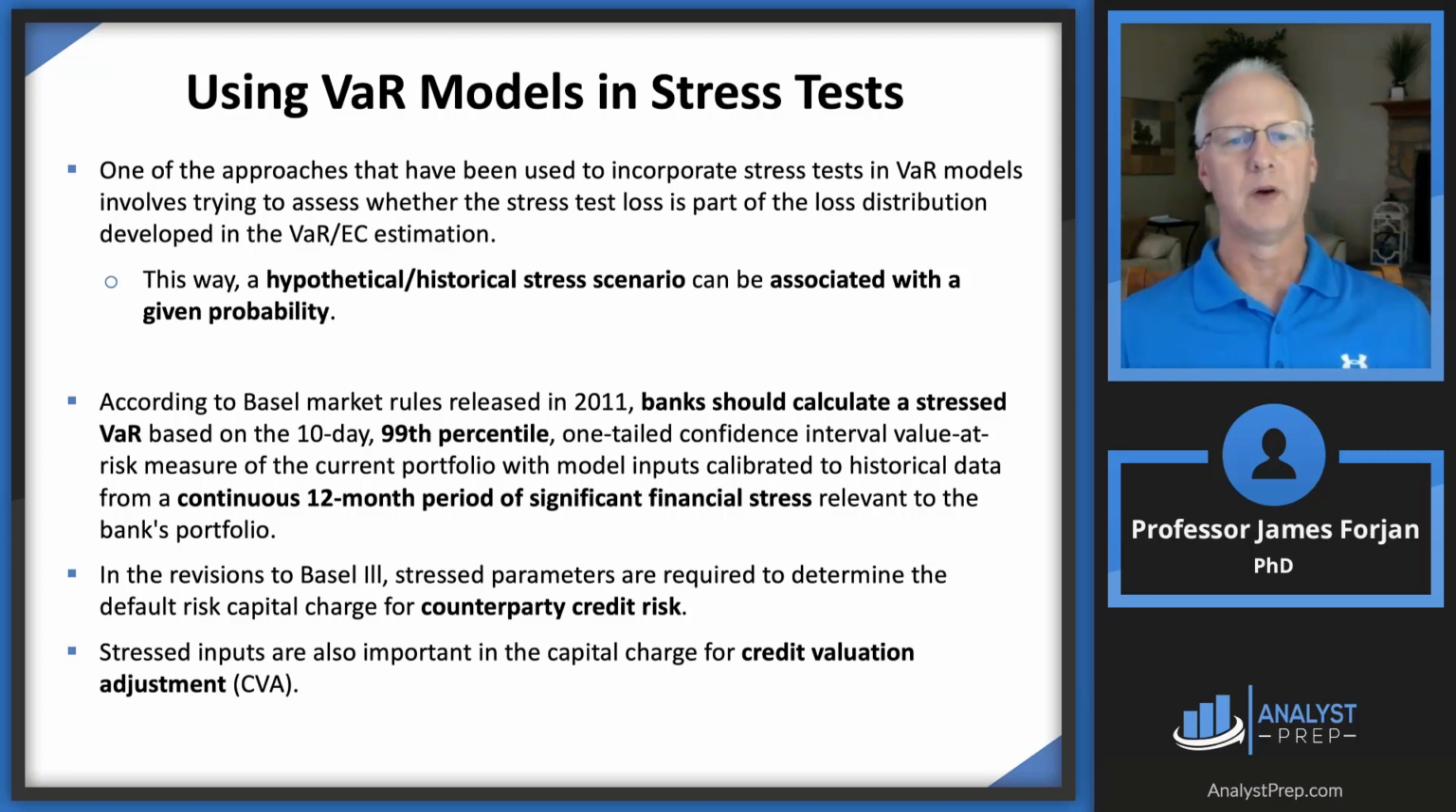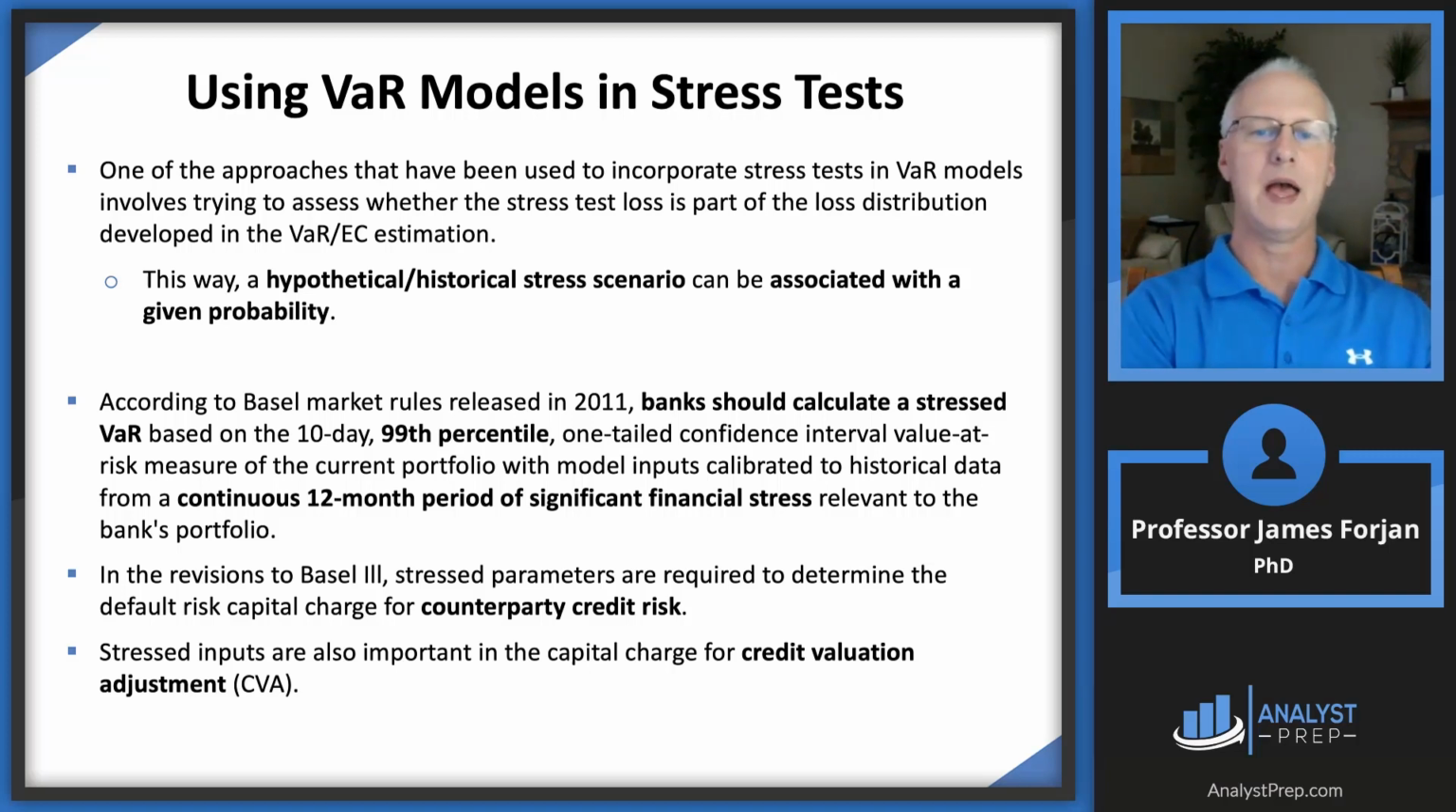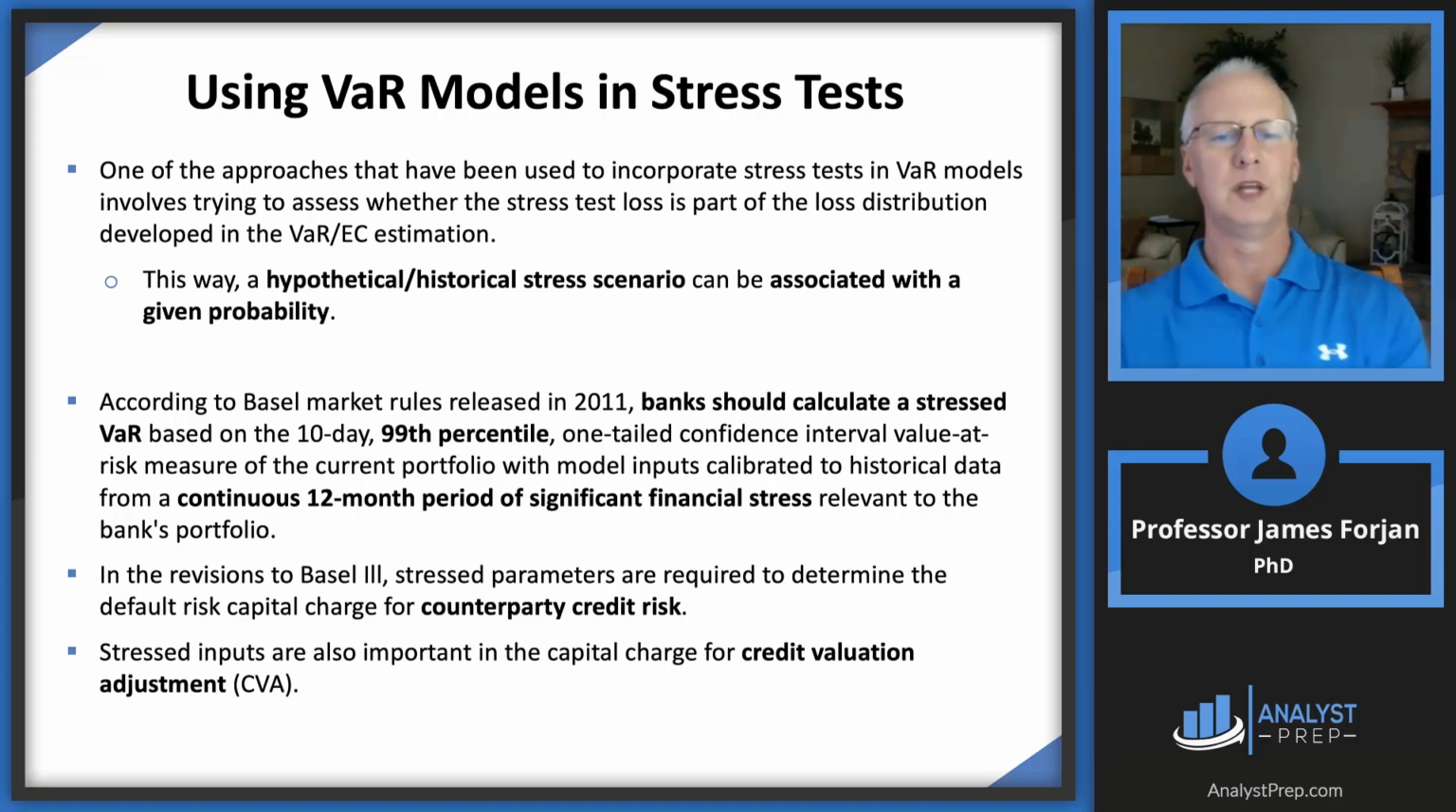Now, of course, this big organization back in 2011, they came up with lots of rules, and they came up with this one here. Banks should calculate a stressed value at risk based on a 10-day, 99th percentile, one-tailed confidence interval value at risk measure for their current portfolio with all those model inputs, and then continue to do this going forward.